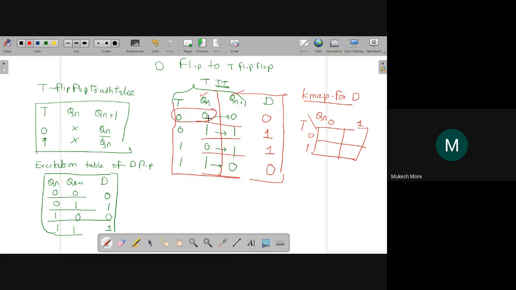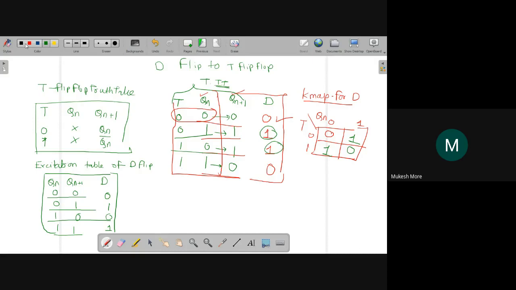Now TQn 0, 0. The value of D is 0. Okay. 0, 1. Value of D is 1. 0, 1. Value of D is 1. 1, 0. Value of D is 1. 1, 0. Value of D is 1. And 1, 1. Value of D is 0.